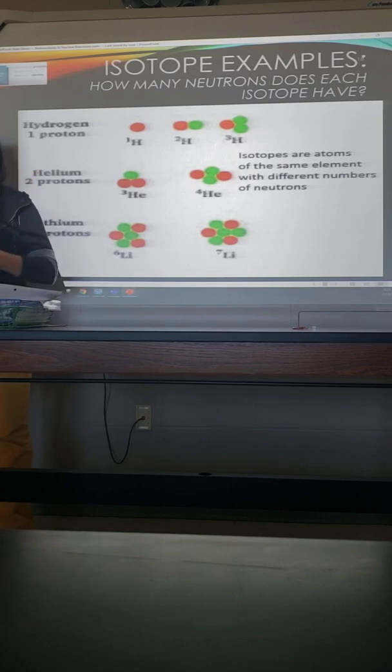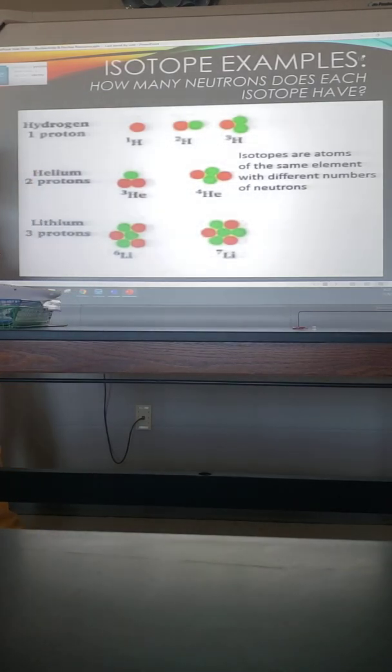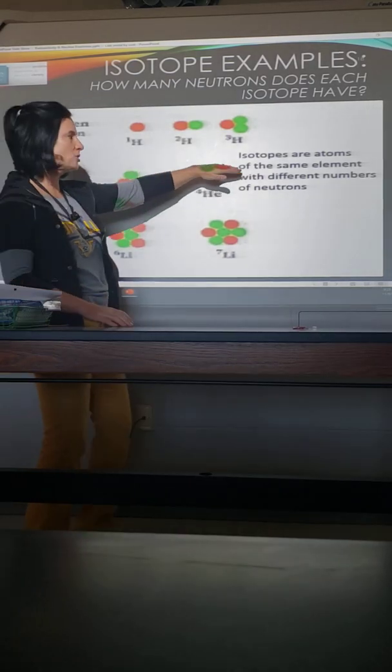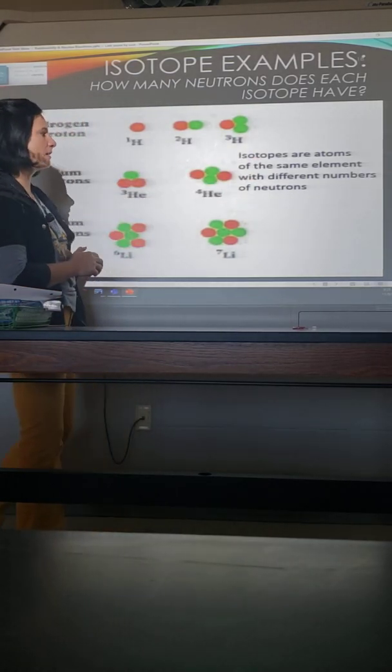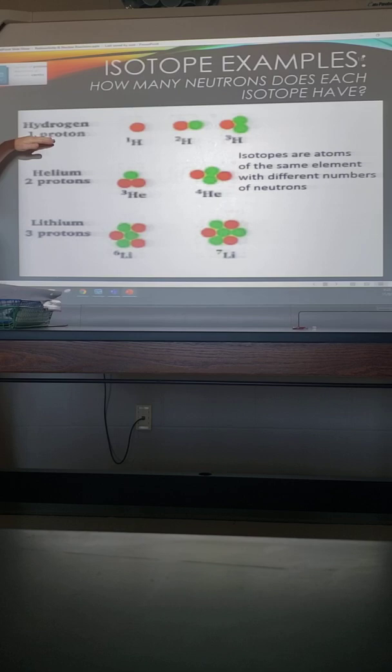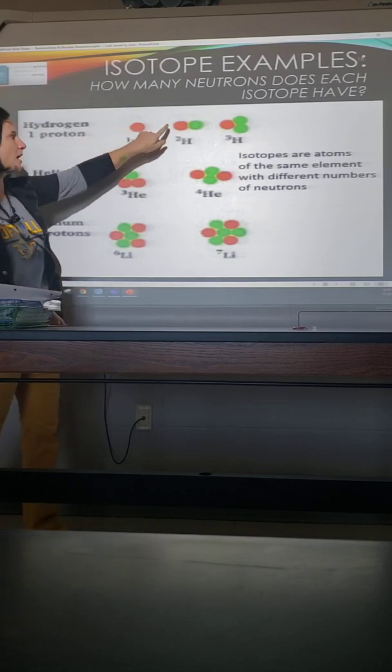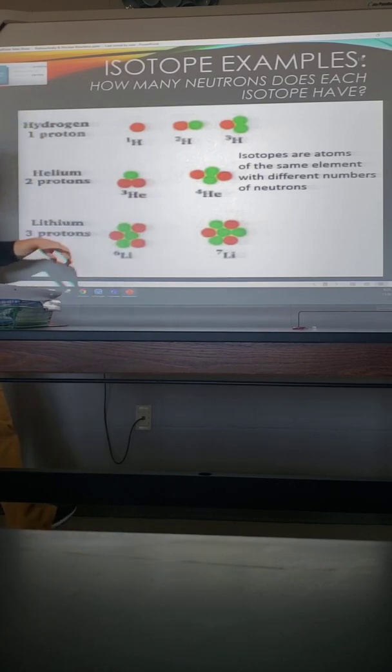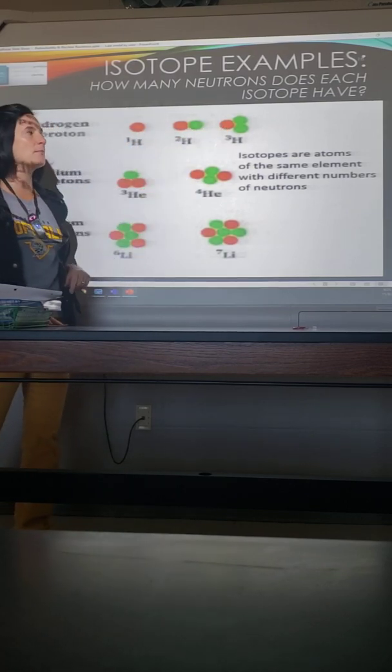Okay, so isotopes, and this is kind of where our focus is and why we're backtracking and reviewing the parts of the atom again. Isotopes are going to be atoms of the same element with a different number of neutrons. So hydrogen has 3 different versions. Notice how all the hydrogens have 1 proton. That's what makes them hydrogen.